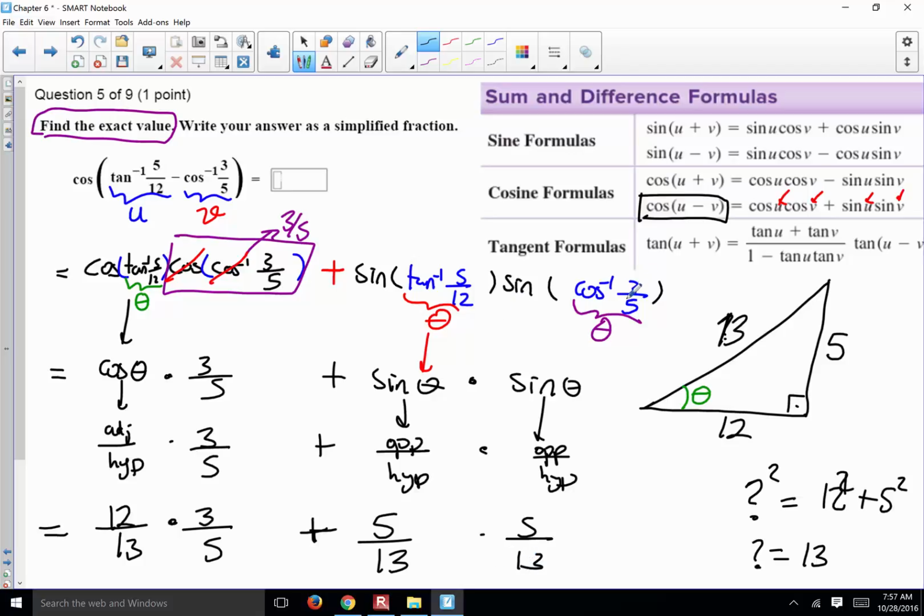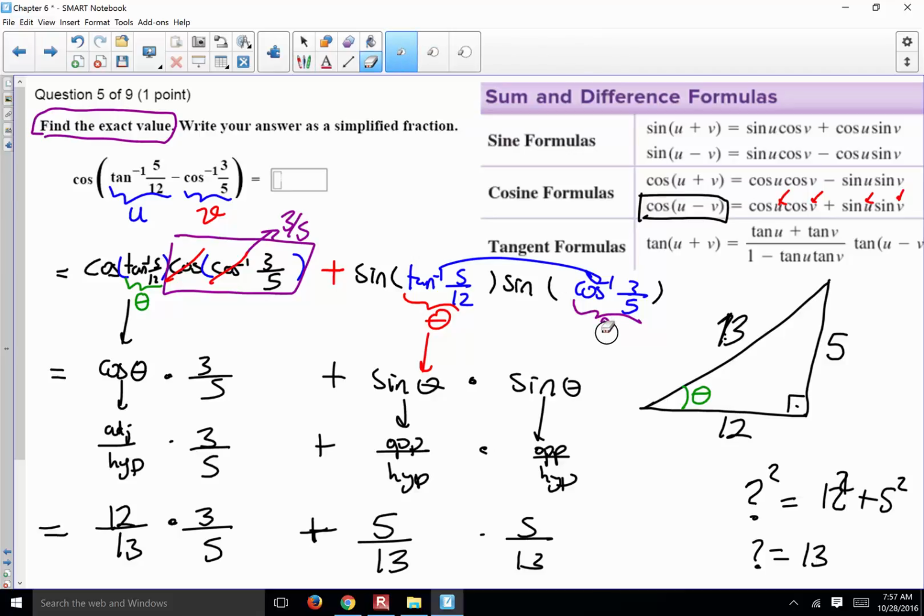No. You see, the sides 3/5 changed. You can no longer use the same triangle. This is not theta. Who says these two are equal? When you call these both theta, you're claiming that cotangent inverse and cosine inverse are the same. But we don't know that.